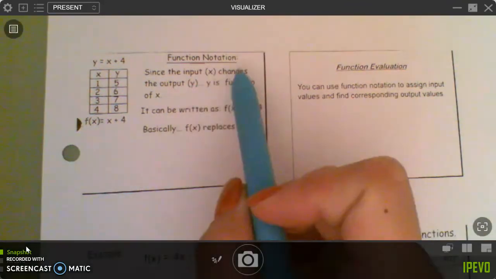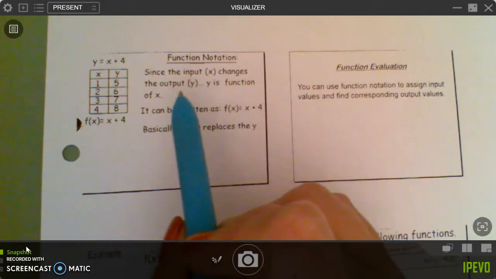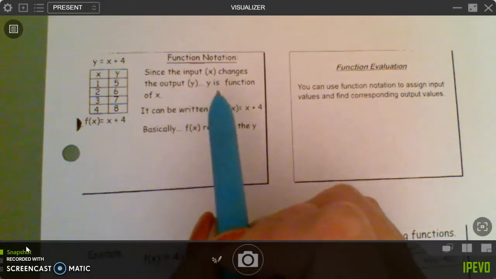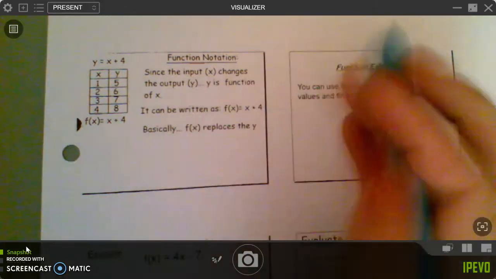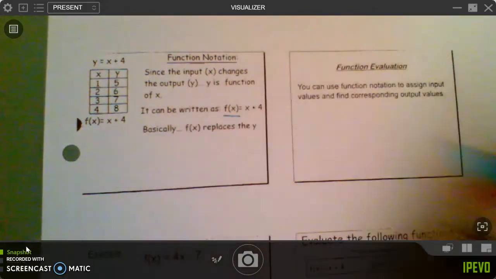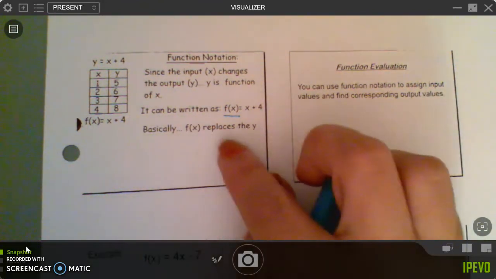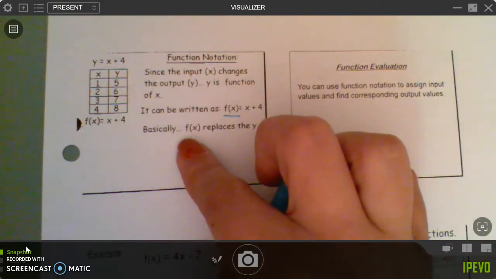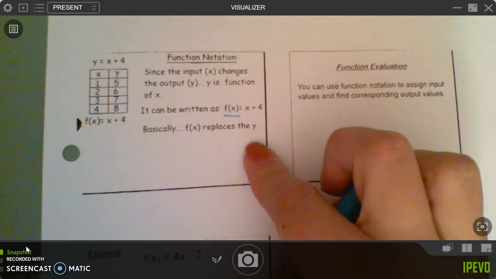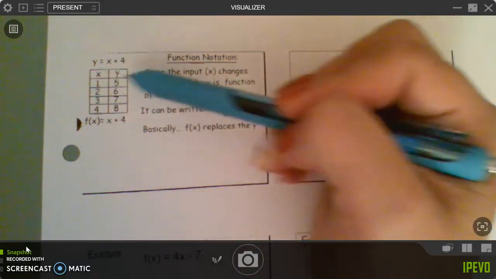So function notation. Since the input x changes the output y, y is a function of x. It can be written as f of x equals x plus 4. Basically, the f of x replaces y. F of x is fancy for saying y. So it doesn't matter which way you write it, it still gives you the same chart.